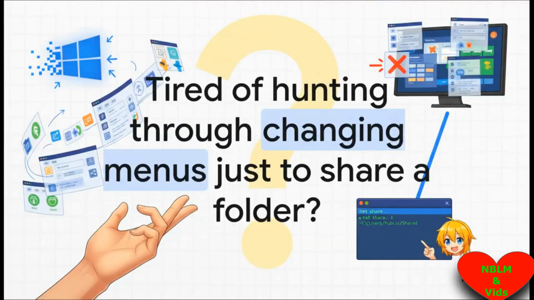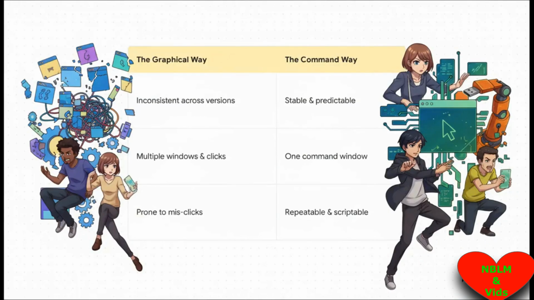You know that feeling, right? You go to share a folder and the share button has moved again? It's a classic frustration with the Windows graphical interface. It's just a moving target. But there is a much better way, the command line. It just doesn't change. It's stable, it's predictable, and it's way more efficient. You just need one window, and once you know the command, it's perfect for scripting and automating things. This is exactly why the pros stick with it.